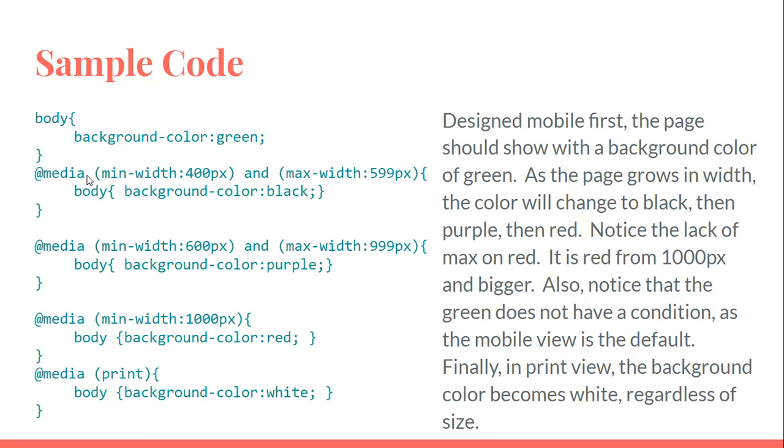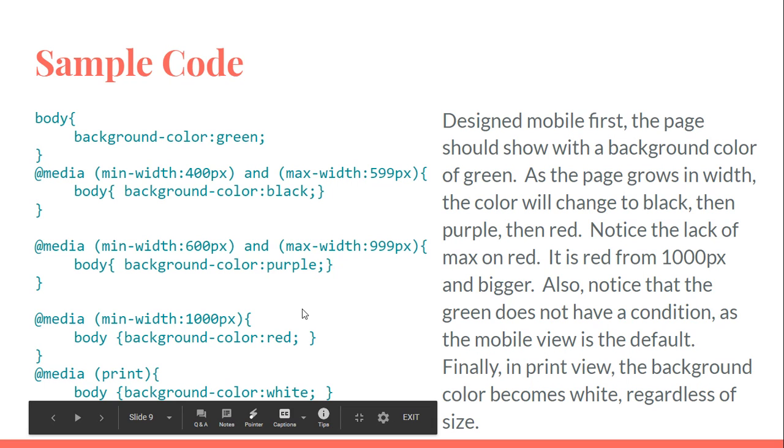And then as the page grows, once it becomes 400 pixels, it will get a background color of black. That will stay black until it has 599 pixels. At 600 pixels, the background color goes to purple, and that continues until 999 pixels. And then we have at 1,000 pixels background color to red.